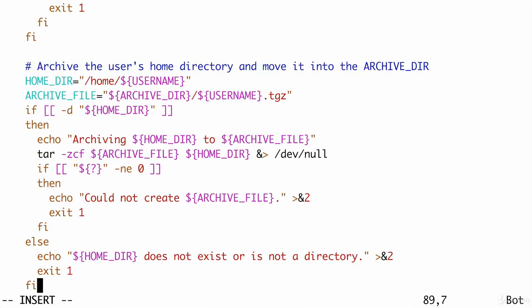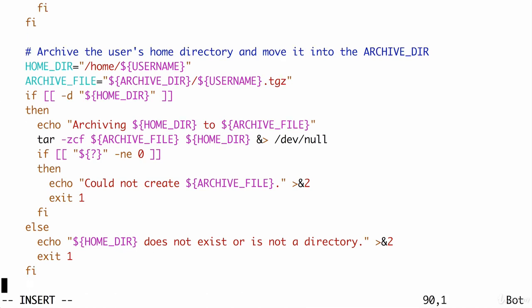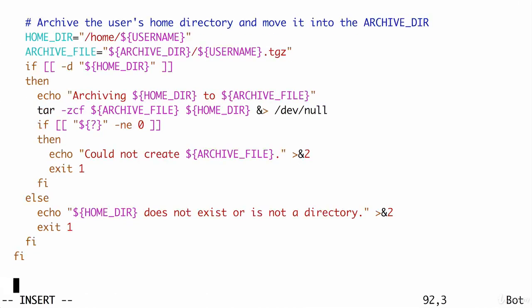Okay, so this if statement says, hey, if there is a home directory, -d, if this thing called home_dir is a directory and exists, then you archive it. And if that doesn't exist or it's not a directory, then we're going to tell the user, hey, that doesn't exist or it's not what you think it is. We're going to get out of here, exit 1. Now this concludes our if archive equals true if statement. And now we want to see if we need to delete the user or not. So let's do this.